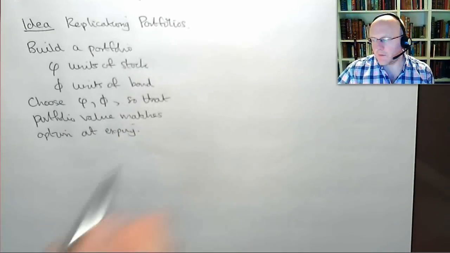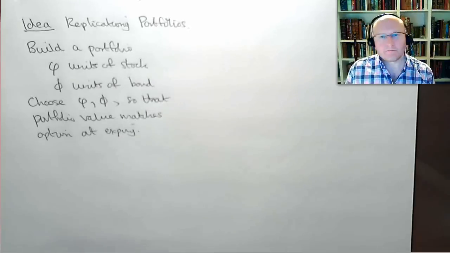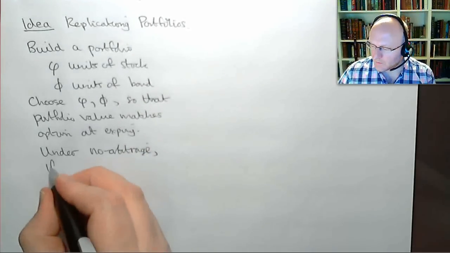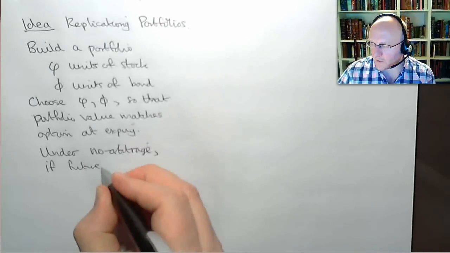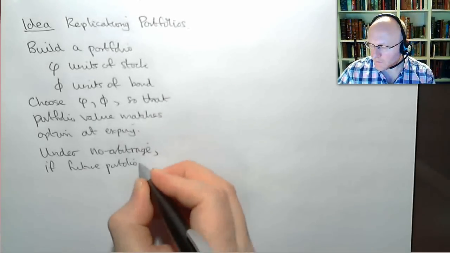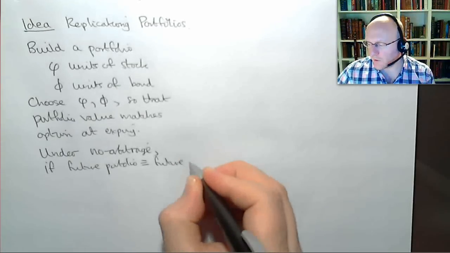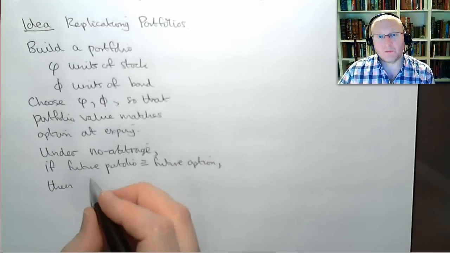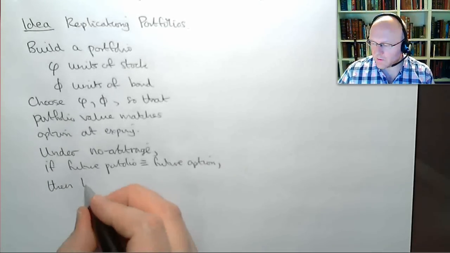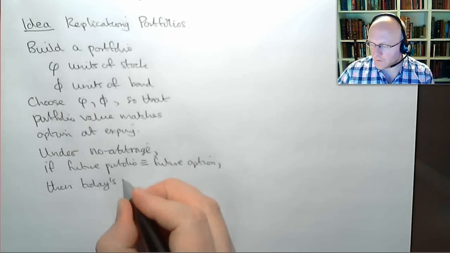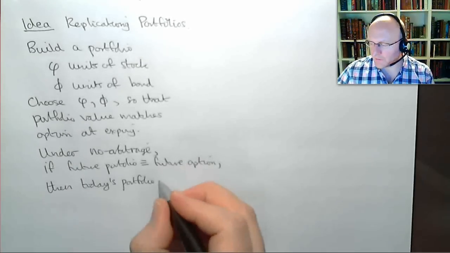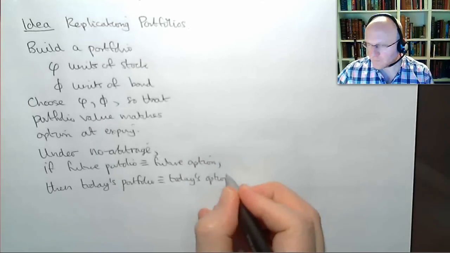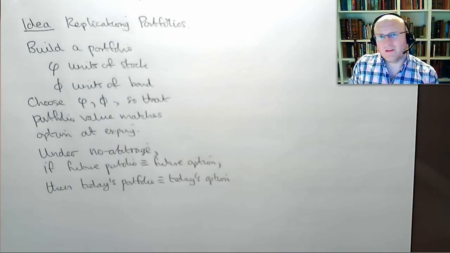In particular, that it matches it at expiry time. Under the assumption of no arbitrage, if the future portfolio value is equivalent to the future option value, then it must be, again under no arbitrage, that today's portfolio is worth the same as today's option. Okay, so that's the idea behind this trick.